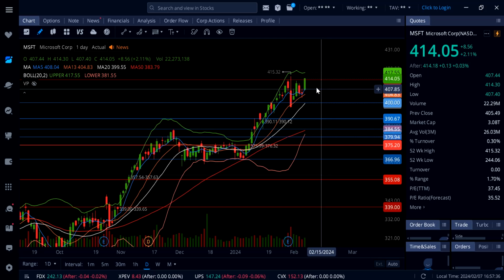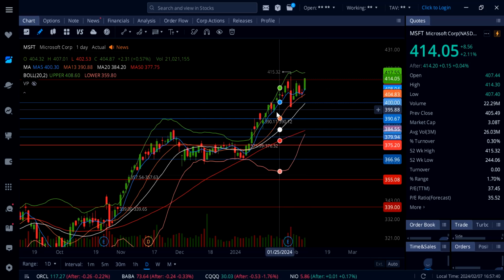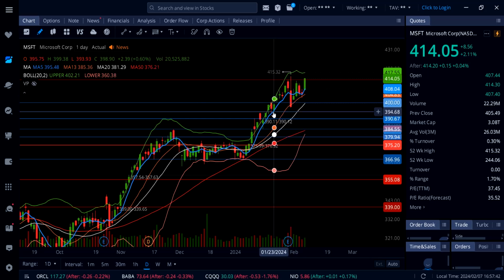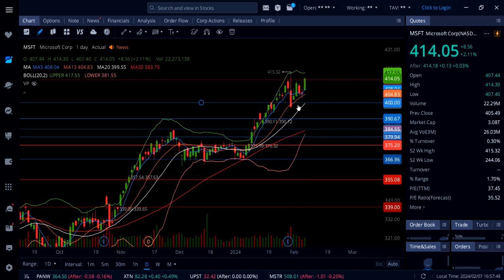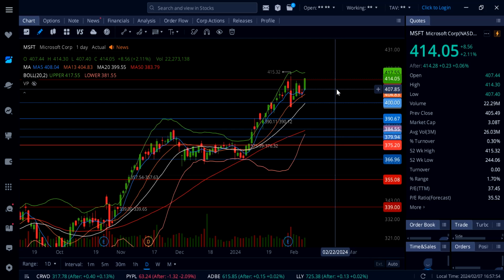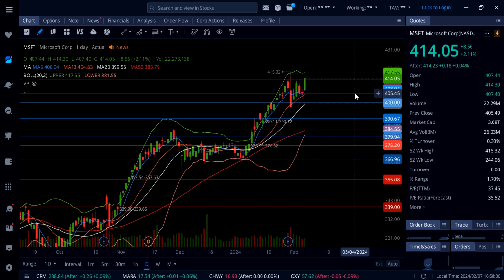To the downside, below 415, watch for 413, 410, 408, the 5-day moving average, and then the 13-day moving average right here, close to 405, and then 400. And you can see clearly yesterday, expected move to the downside on Microsoft was 402, and this thing came down to 402. We talked about it last night, and this thing just took off today, up $8.56, which is massive.